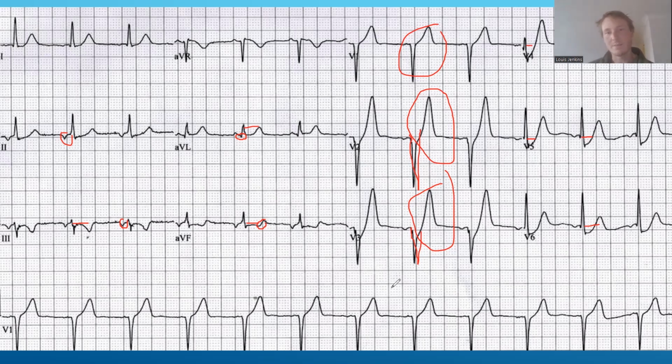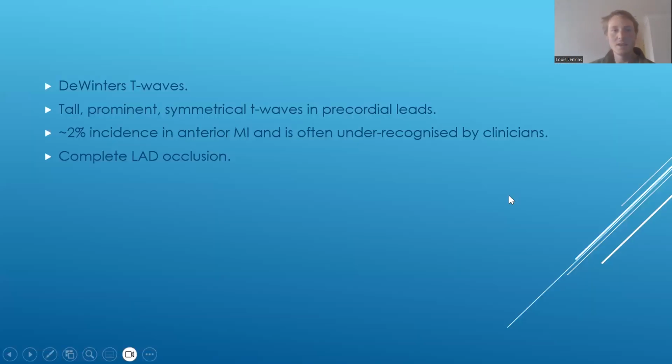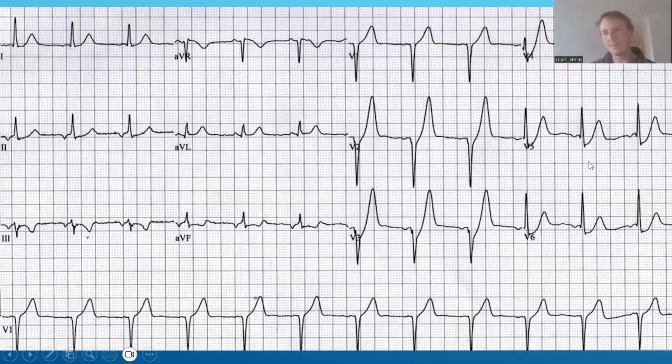Hopefully, we can take this patient to a heart attack center based on the fact that they've got these depressed ST segments under our high-risk ACS criteria, and that would absolutely be the right thing to do with this patient because they're going to need angiography, because these are De Winter's T waves. That's defined as tall, prominent, symmetrical T waves in the precordial leads. That's the chest leads, so leads V1 to 6.